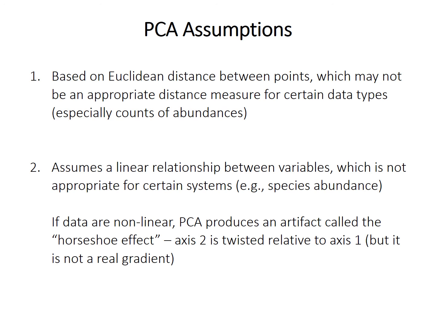But the next video will discuss a more flexible method for ordination, one that specifically can be used if you have data, like abundance counts, that don't meet the assumptions for principal components analysis. So that's called non-metric multidimensional scaling, and that's what the next video will focus on.